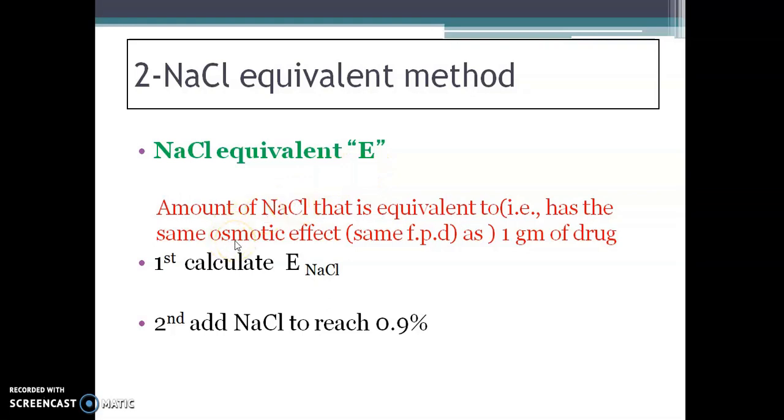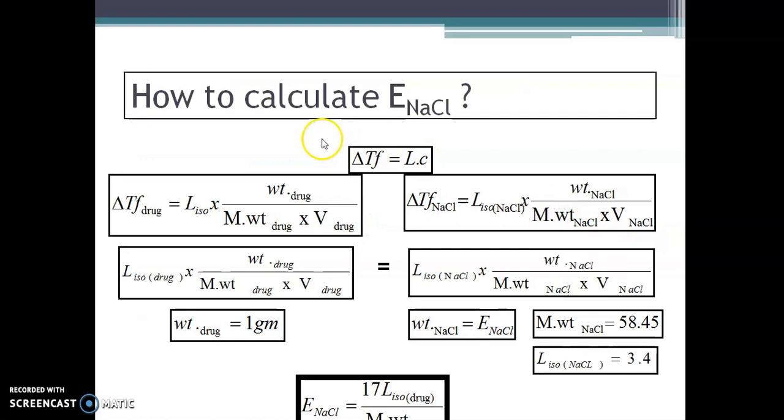Now firstly we have to calculate the equivalent of sodium chloride, and after that we have to calculate the amount of sodium chloride to maintain the isotonicity up to 0.9%. Next is how to calculate the equivalent of sodium chloride. That is calculated by this formula.